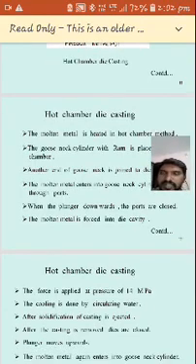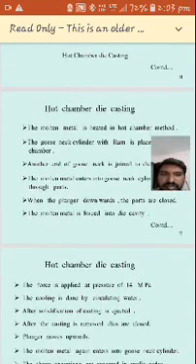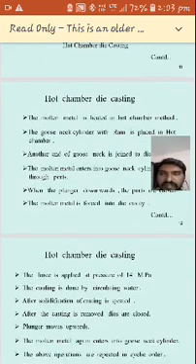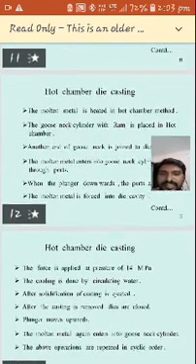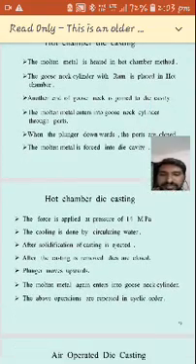Okay, so the metal is heated, then the heated metal becomes melted, so it comes to a liquid form. From the liquid, the metal is poured into the mold cavity, and after cooling it becomes solid. The process of changing from a liquid state to a solid state is called solidification. This process is called solidification.